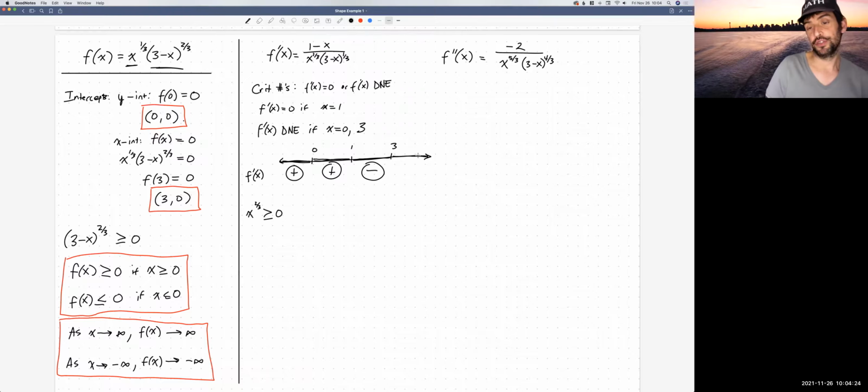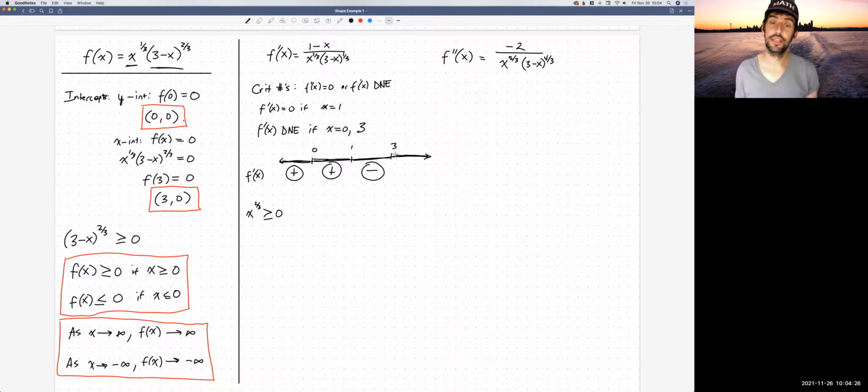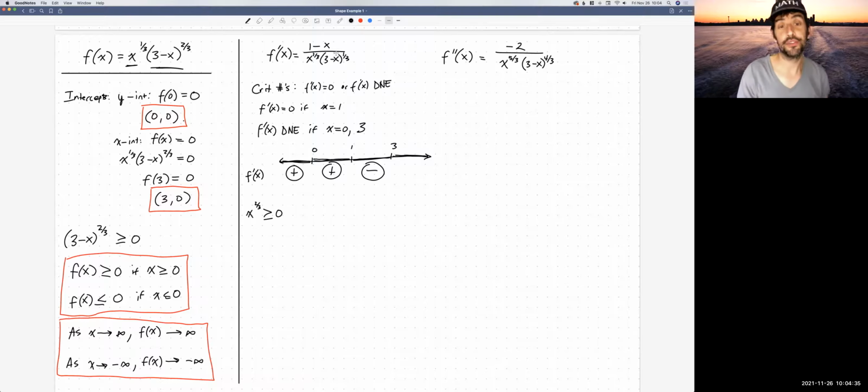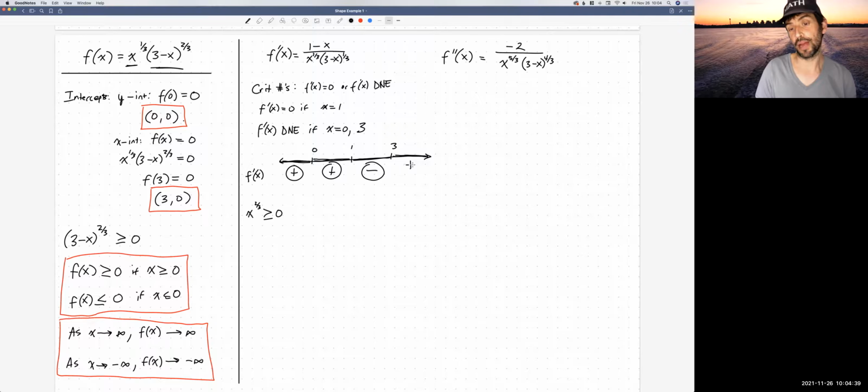Finally, our last interval, everything bigger than 3. Numerator is negative because we're subtracting a number bigger than 3 from 1. Denominator is negative because 3 minus something bigger than 3 is negative. X to the 2/3 is positive. So we've got a negative over a negative. We're back to positive.